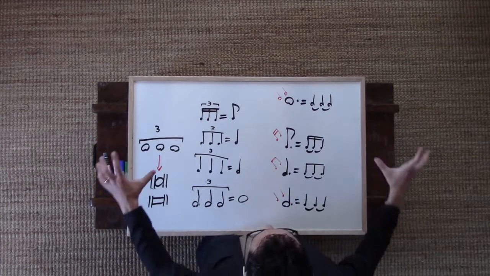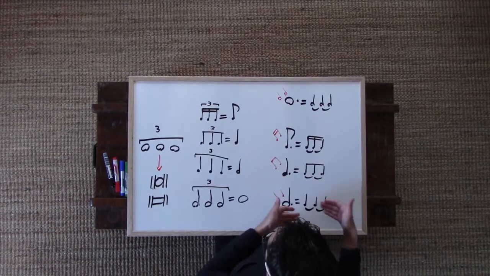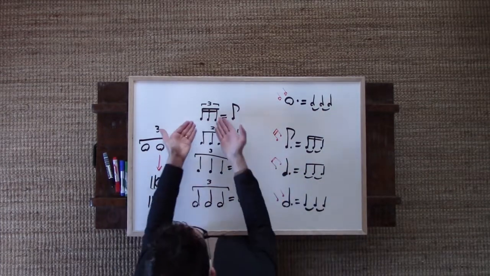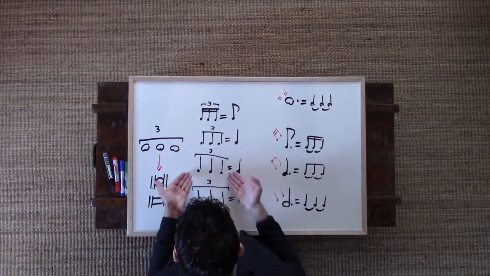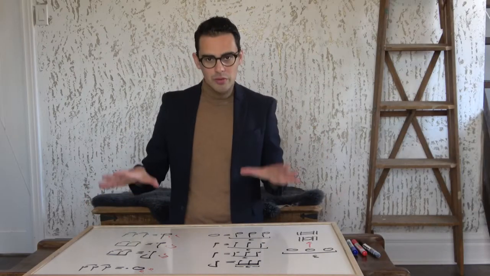There's a lot of 3s on this board. Three half notes, three sixteenths, three eighths, three quarters. And over here there's more 3s. Three sixteenths, three eighths, three quarter notes, three half notes. But they're very different. These things operate in very different ways.